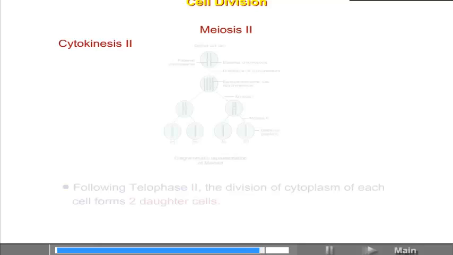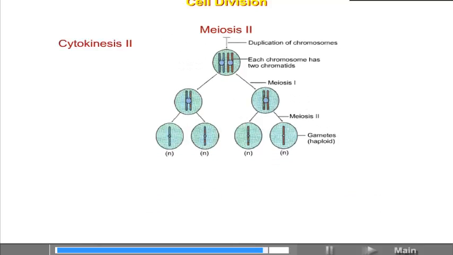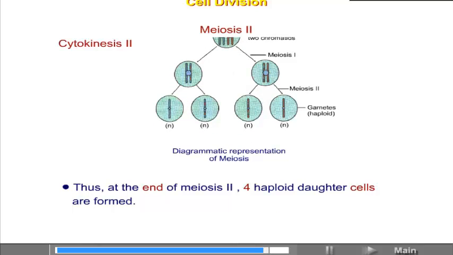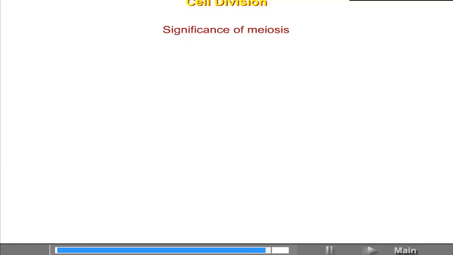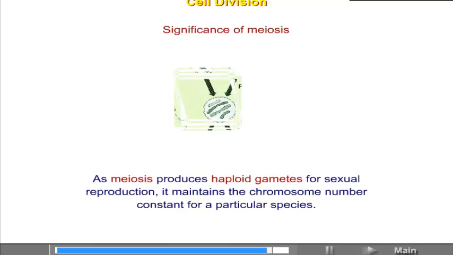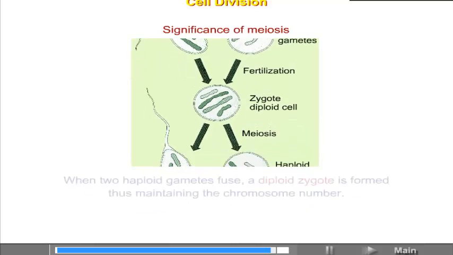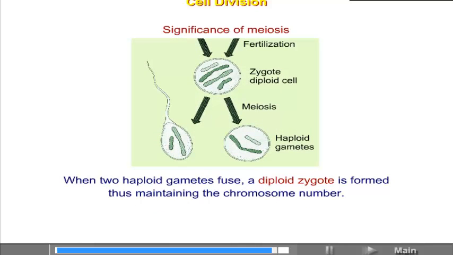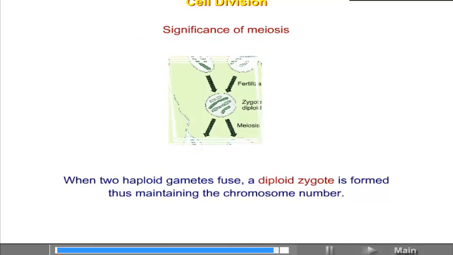Cytokinesis II. Following telophase II, the division of cytoplasm of each cell forms two daughter cells. Thus, at the end of meiosis II, four haploid daughter cells are formed. Significance of meiosis. As meiosis produces haploid gametes for sexual reproduction, it maintains the chromosome number constant for a particular species. When two haploid gametes fuse, a diploid zygote is formed, thus maintaining the chromosome number.